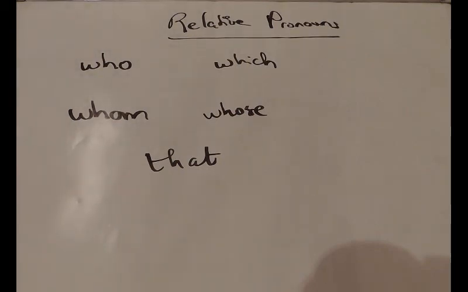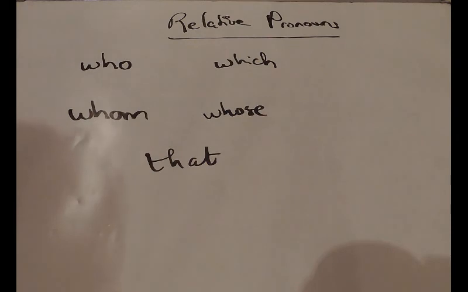Relative pronouns. There are 5 relative pronouns in English: who, whom, which, whose, and that. Now, I know that you've heard them before in interrogative pronouns, but there is a very huge difference between interrogative and relative pronouns. Let's see.